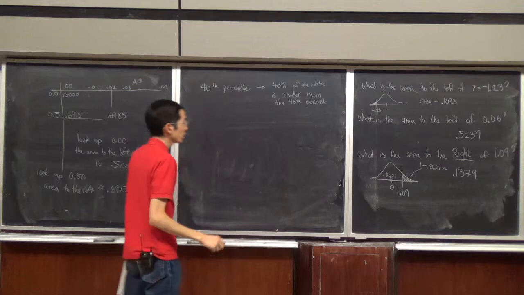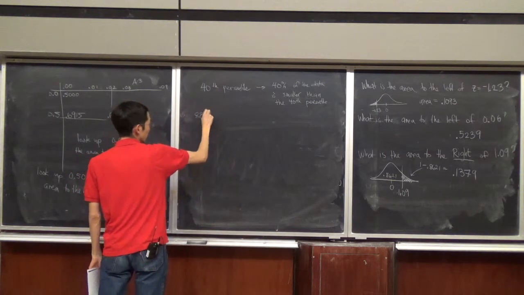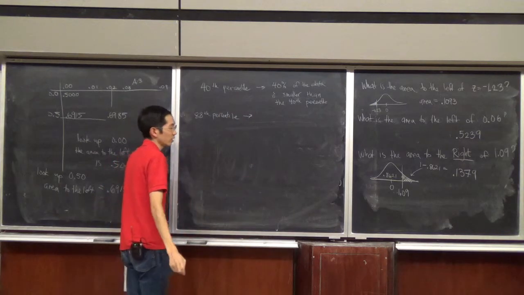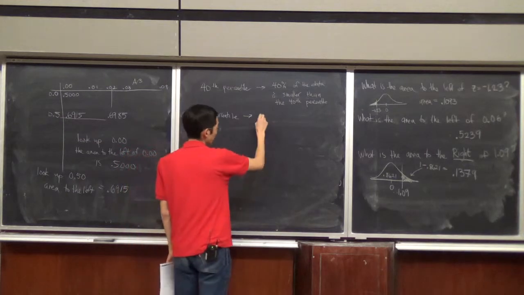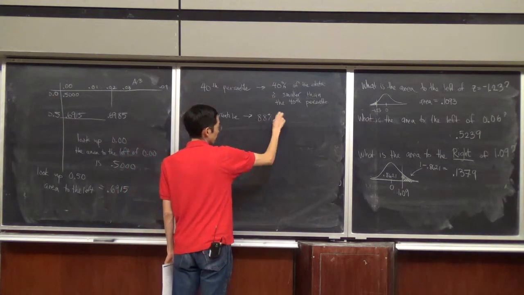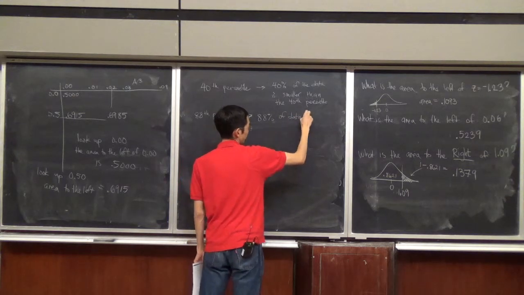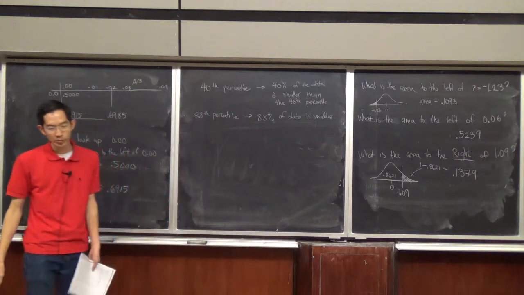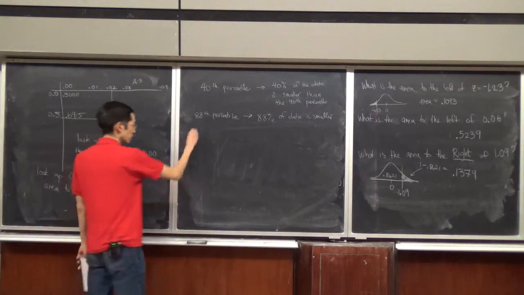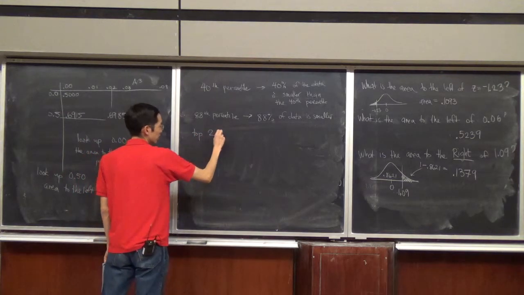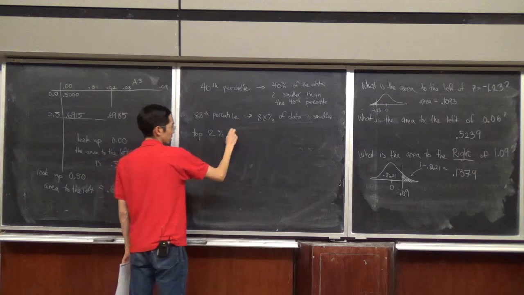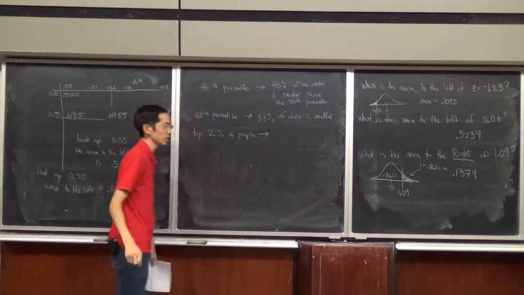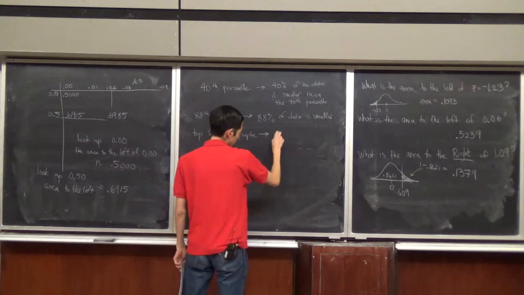If I say the 88th percentile, what percentage of the data is smaller than the 88th percentile? 88% of the data is smaller. If I talk about people in the top 2%, what percentile does that correspond to? Top 2% of people. That corresponds to the 98th percentile.